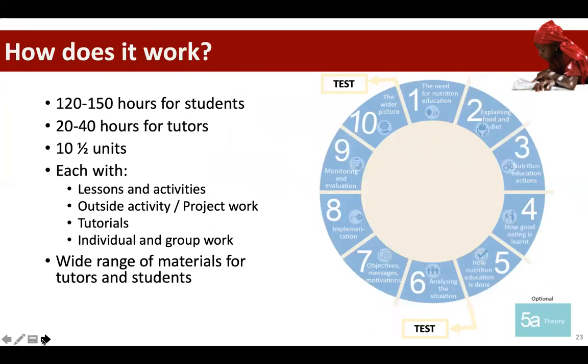The ENACT course takes between 120 and 150 hours for the students, and 20 to 40 hours for the tutors. The course itself is composed of 10 units and an optional mini unit. Each unit has lessons and activities, and either an outside activity or work towards the project, as well as 1 to 2 tutorials and individual and group work.